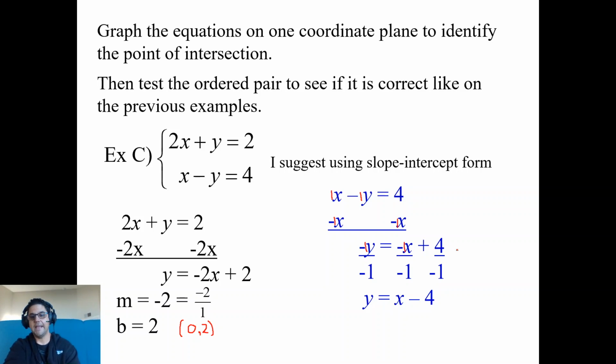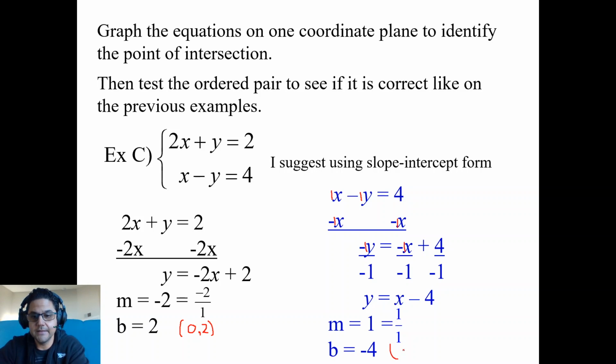My slope is a hidden 1, or 1/1, and my y-intercept is -4. The ordered pair, again, is (0, -4). So that means my line would start out at (0, -4), and then would go uphill. Up 1, right 1, up 1, right 1.